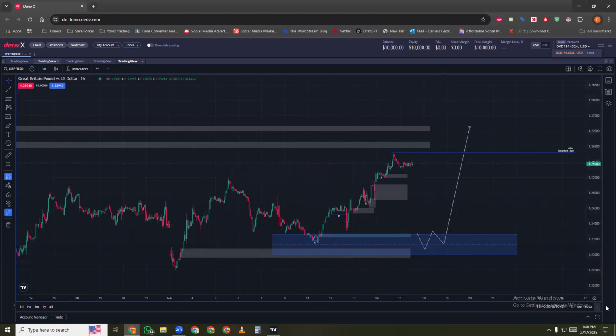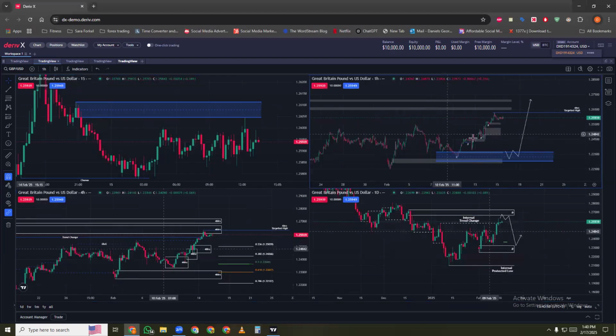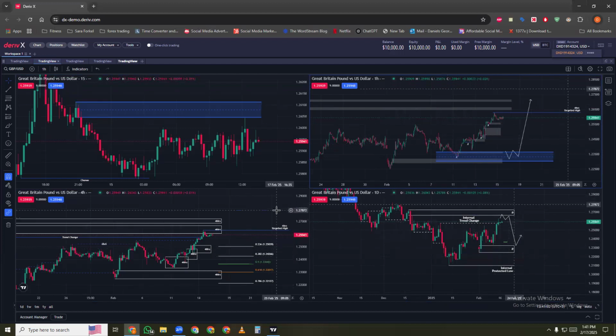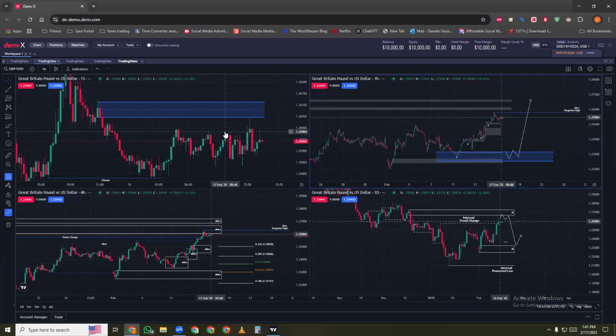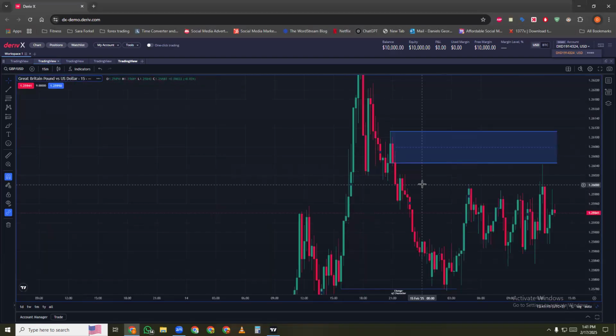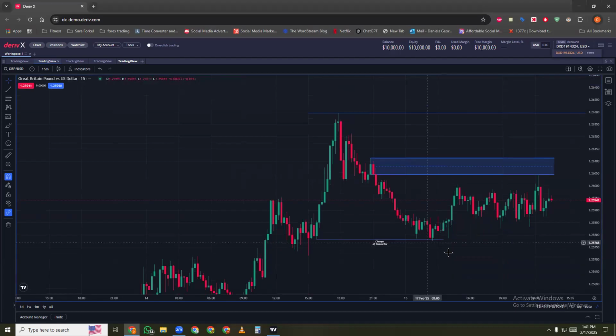So yeah, the 1 hour is just to define my zones and to look at where liquidity has been grabbed. And then of course the 15 minutes is for my entry. Just to introduce you to my entry model, you can see on the 15 minutes we've already gotten that change of character.